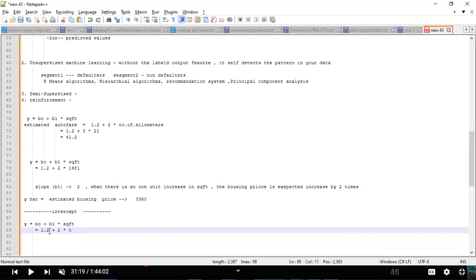Sometimes the intercept does not make any sense. In this context, it doesn't make any sense.